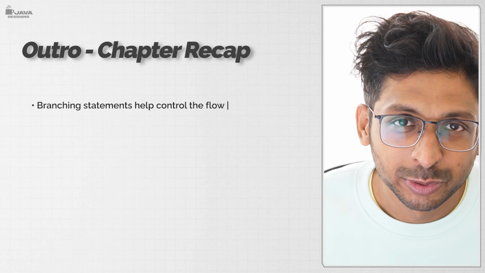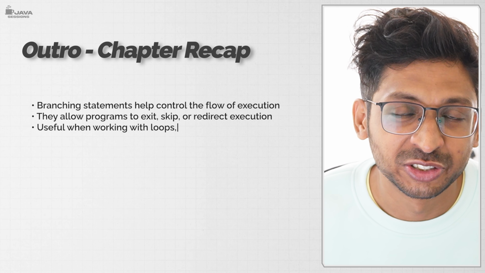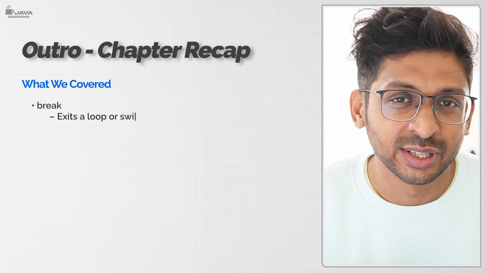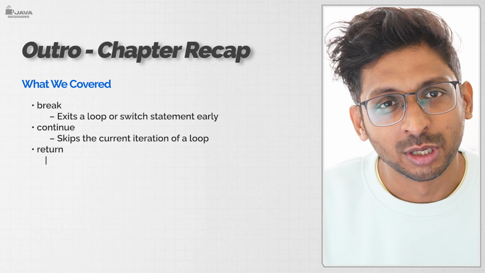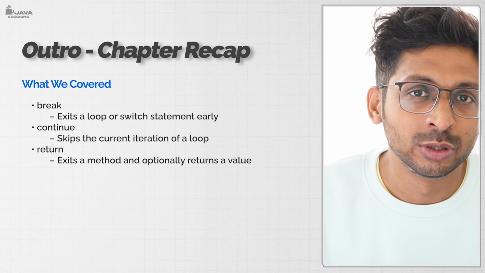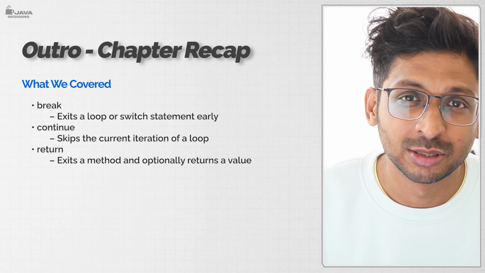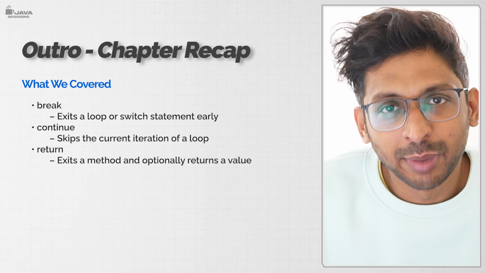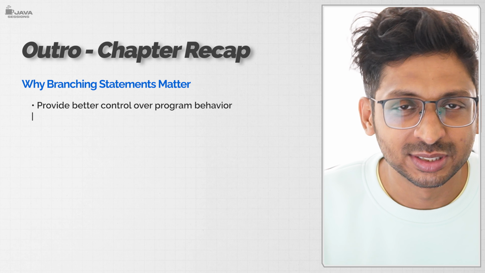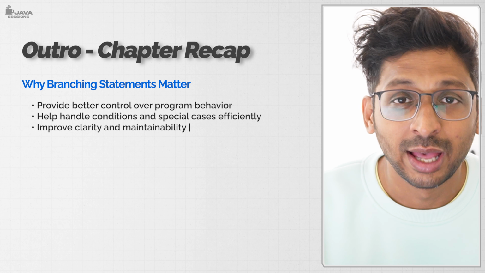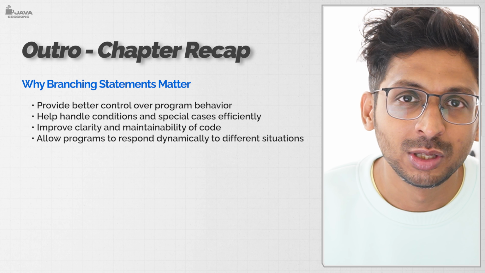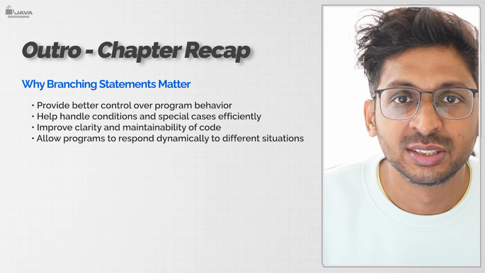To wrap up this chapter, we understood the concepts of branching statements in Java. Break helps us exit the loop or the switch statement. Continue helps us skip a particular iteration, and return helps exit a method and optionally sending back a value. Together, these statements add flexibility, clarity, and control to your logic, especially while working with loops and method-based designs.